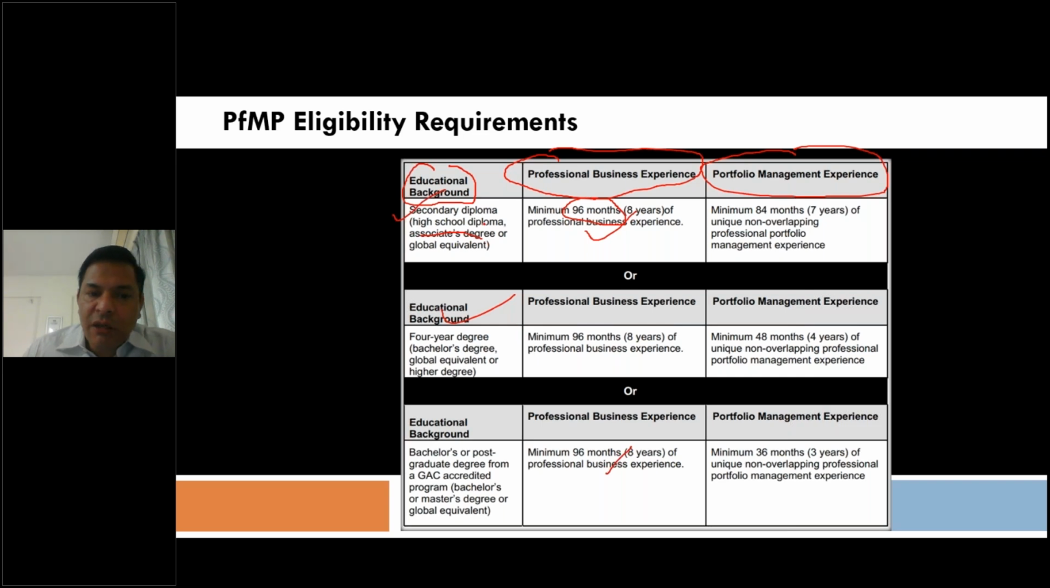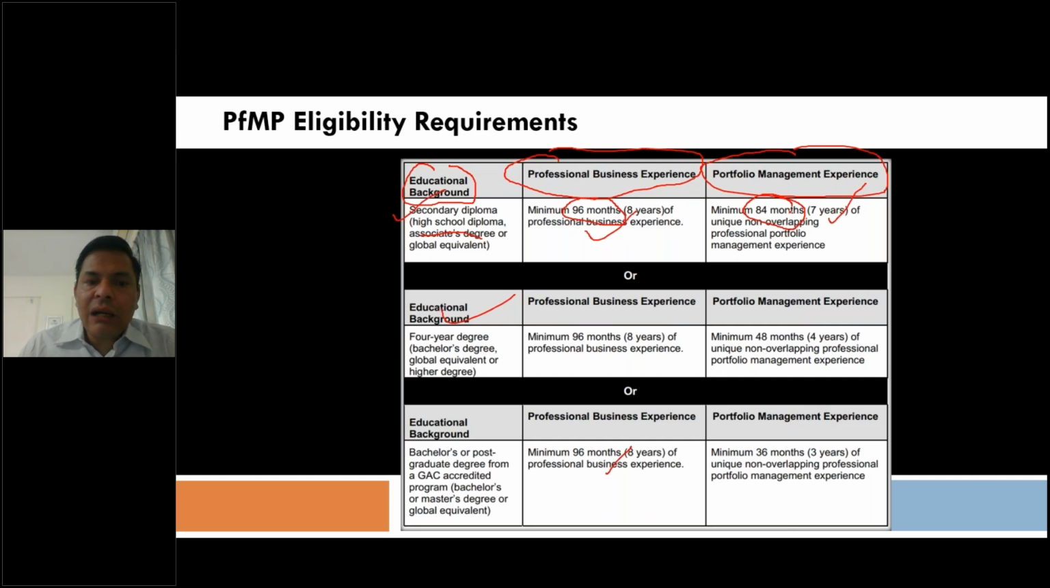Either you have a diploma rather than a degree, or even if you have a degree, your business experience will remain the same. Now the key difference is, if you do not have a bachelor degree or above, then you will have to demonstrate 84 months, which is 7 years. Again, 12 multiplied by 7 is 84 months.